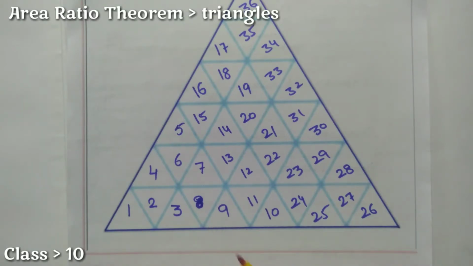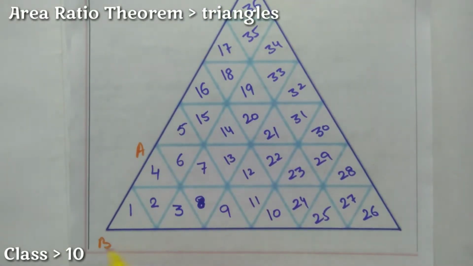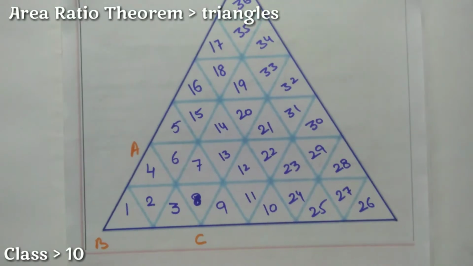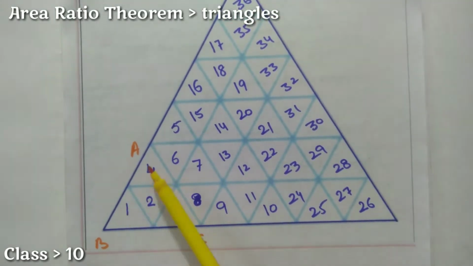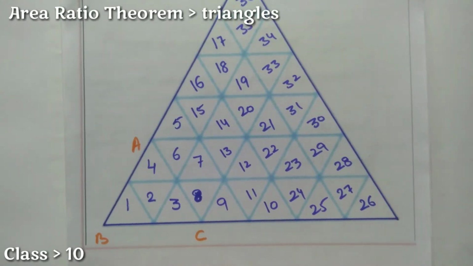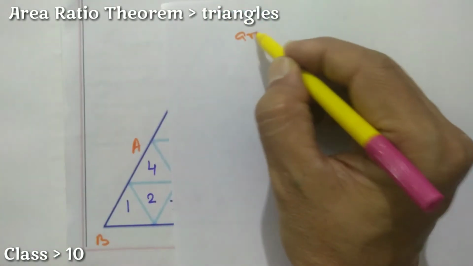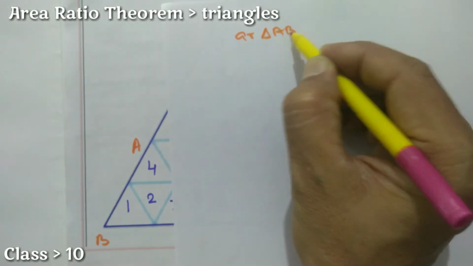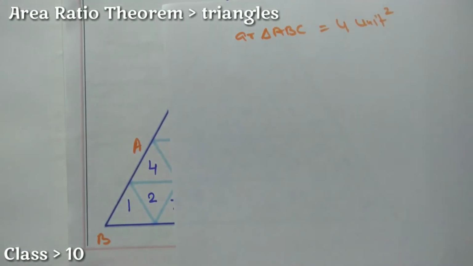Now, I am naming this triangle A, B, C. Now you can see that in triangle ABC there are 4 triangles. So what is the area of triangle ABC? It is equal to 4 square units. So I can write down, area of triangle ABC is equal to 4 square units.